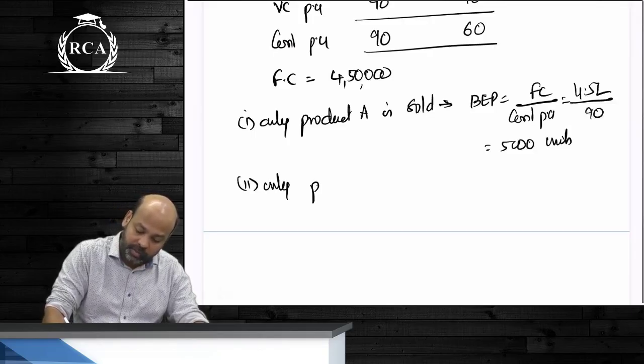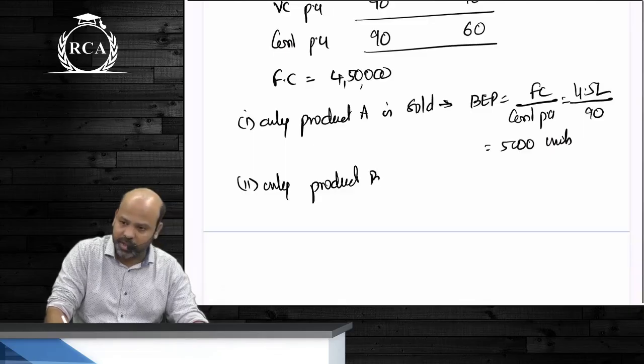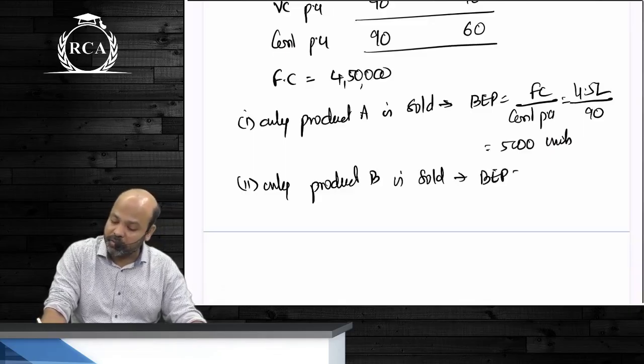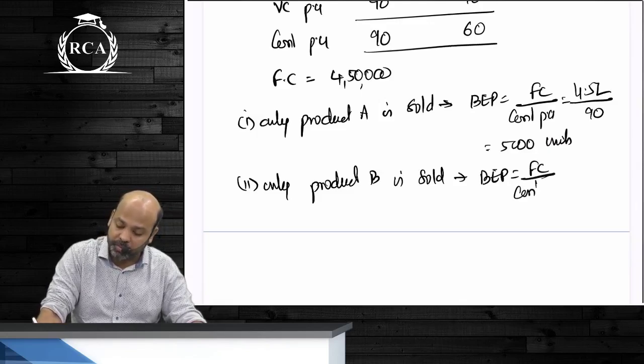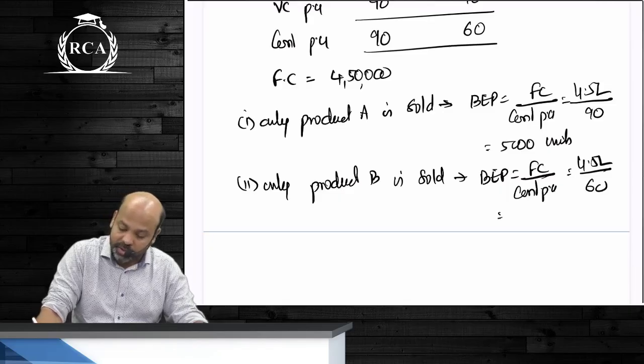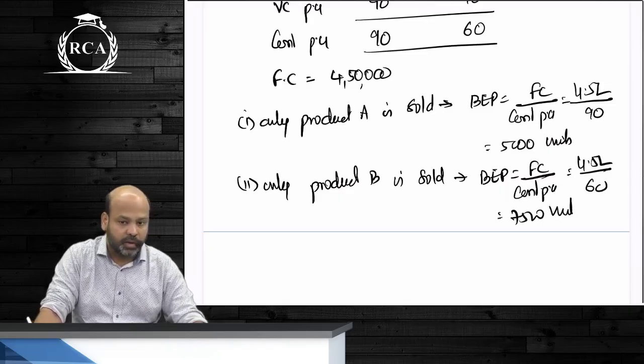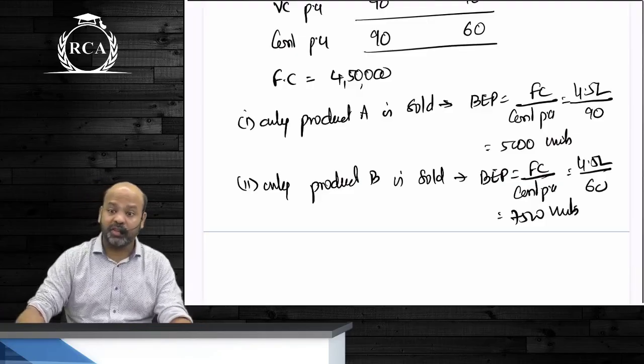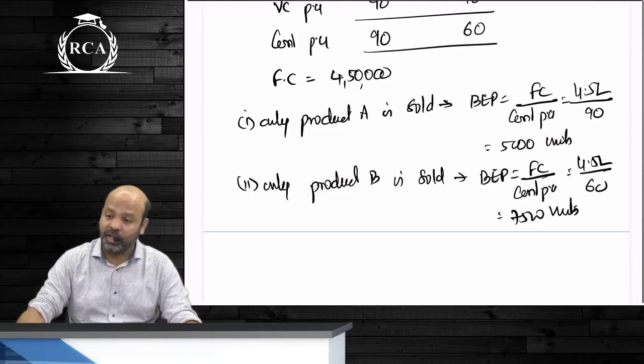Only product B is sold, guys, what will be the break even? समझ में आ रहा है क्या कर रहा हूँ? Only product B is sold, our break even point will be equal to fixed cost divided by contribution per unit, 7,500. It doesn't matter which product you are selling, you will still have to incur a fixed cost of 4,50,000.